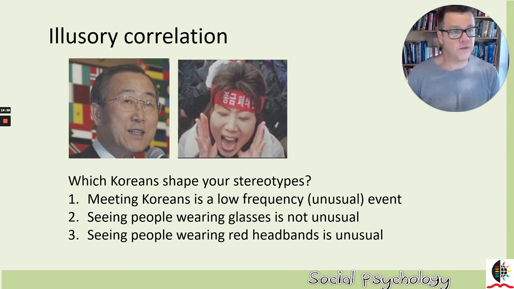We don't often hear of South Africans meeting Koreans. But say, for example, you went to a party and you met a Korean with glasses, and you met a Korean with a nice big red headband. Which Korean do you think is going to affect your stereotypes, your view of Koreans, the most? And this is basically how the illusory correlation works. You take two low frequency events, and when they occur together, they have a very strong effect on our perceptions and our beliefs.